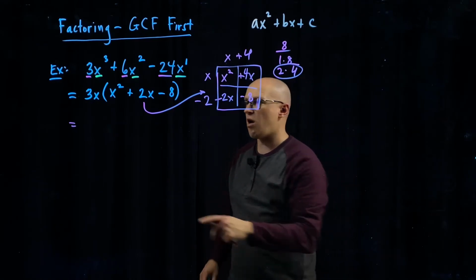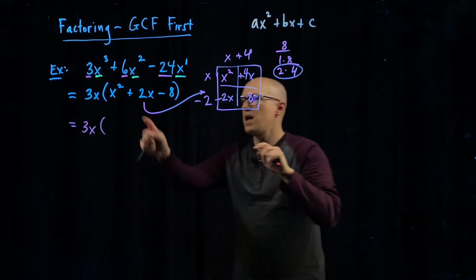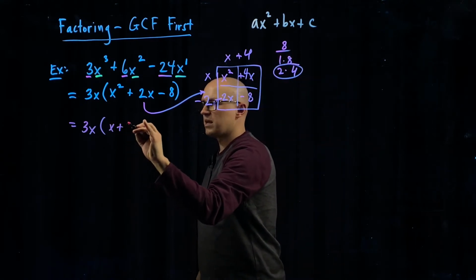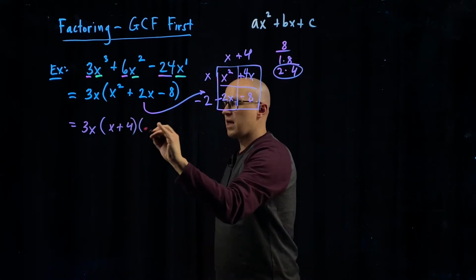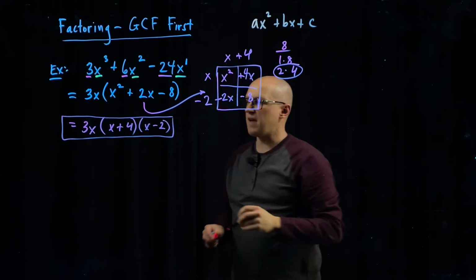I must include all factors. I must include this 3x. And then this trinomial I factored to be these two. So this is going to end up being x plus 4 and then an x minus 2. And then that is factored form.